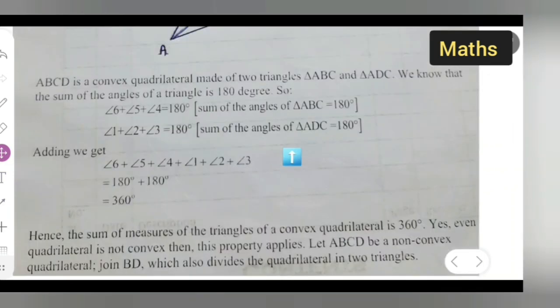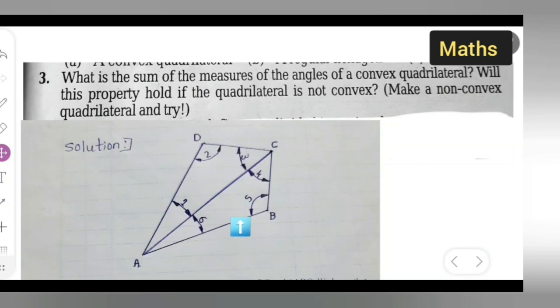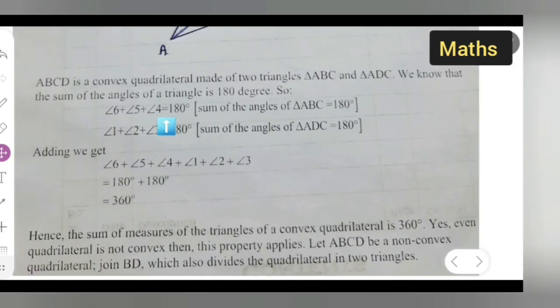So what I'll need to do is write down: ABCD is a convex quadrilateral made up of 2 triangles, that is triangle ABC and triangle ADC. We know that the sum of the angles of a triangle is 180 degrees. So we are counting all these angles. This quadrilateral is divided into 2 triangles and the sum of the angles of a triangle is 180. So angle 6 plus angle 5 plus angle 4 is equal to 180 degrees. What will be the reason? Sum of angles of triangle ABC is equal to 180.